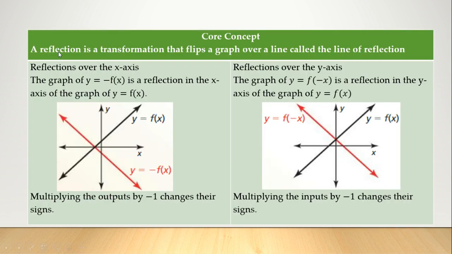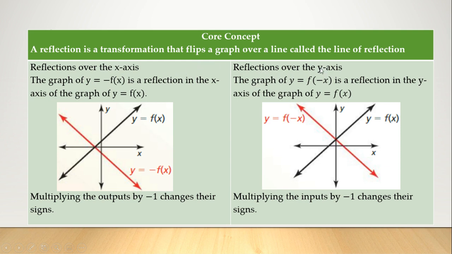Next, let's talk about reflections. Reflections is basically flipping over a line. We are either going to reflect it across the x-axis, as you see here. You'll notice it's kind of a mirror image as we cross the x-axis, and that's going to look like y equals negative f of x. We're taking our outputs, f of x, and changing their sign.